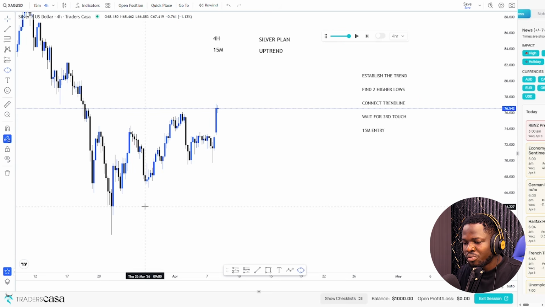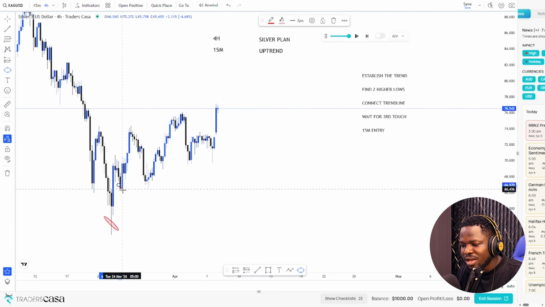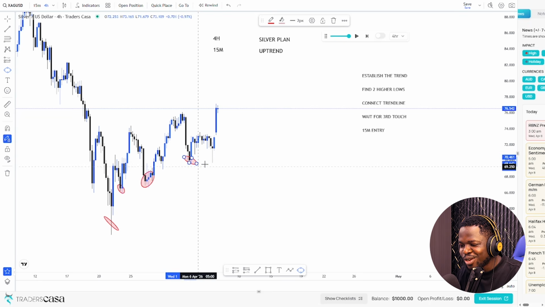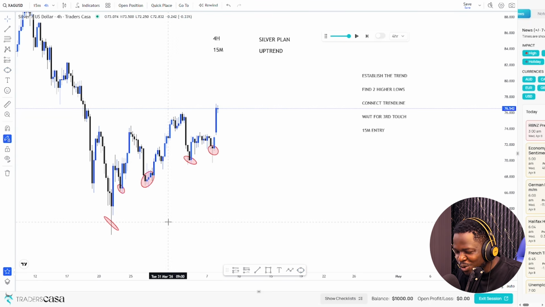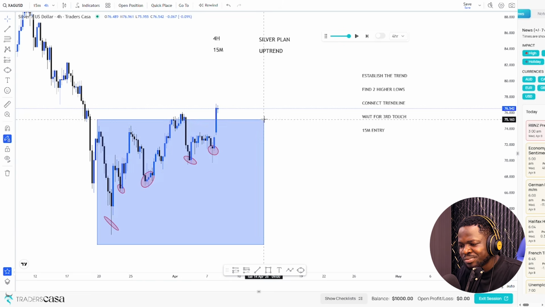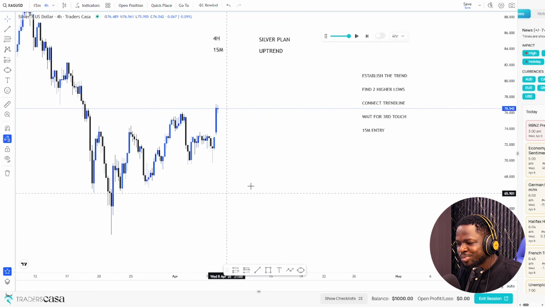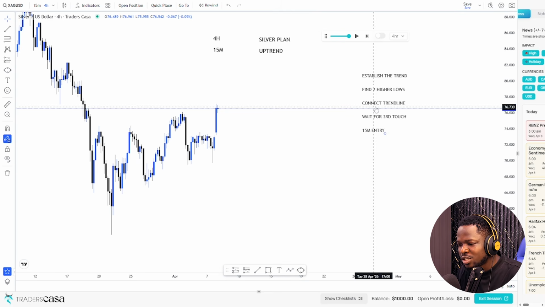If you pay attention to the price, we have a lot of higher lows. We have first low here, we have another low here, we have another low here, we have another low here, we have another low here. Among all these lows, which one are we going to use right now? So let's try to experiment by using the third step, which is trend line.